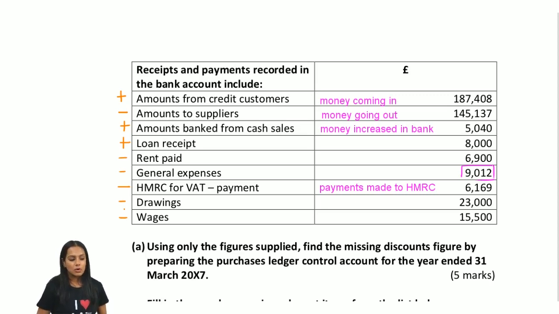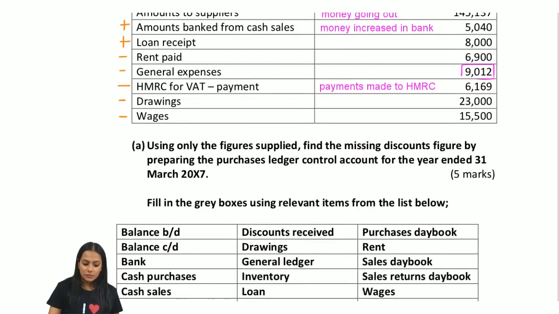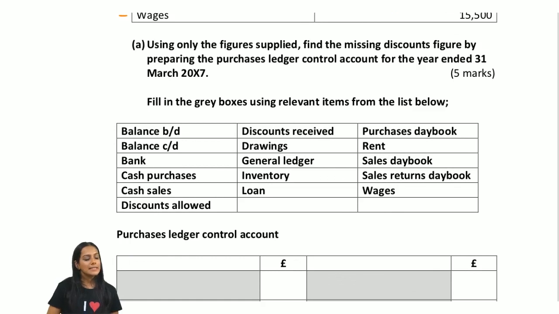So this task is all about identifying the movements in the amounts and how it's going to impact either the trade receivables account, the trade payables account, the VAT control account, and the bank account. So part A of this question is for 5 marks. It says, using only the figures supplied, find the missing discounts figure by preparing the purchaser's ledger control account for the year ended 31st of March 17. And this is for 5 marks.